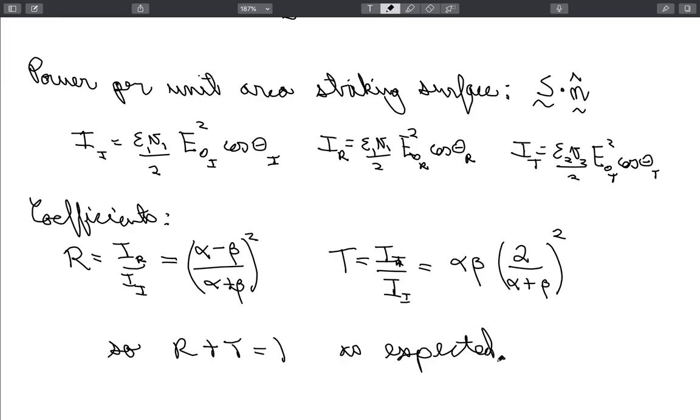Now there would remain to treat the case of polarization perpendicular to the plane of incidence, but I will actually leave that one to you as an exercise.